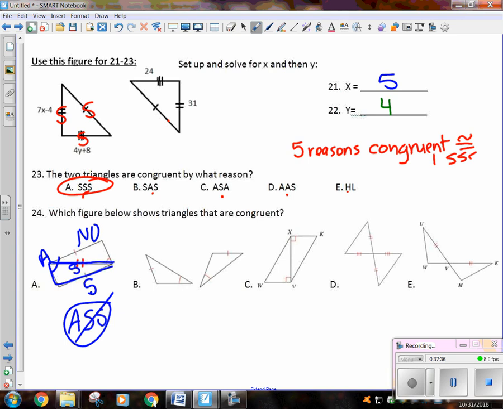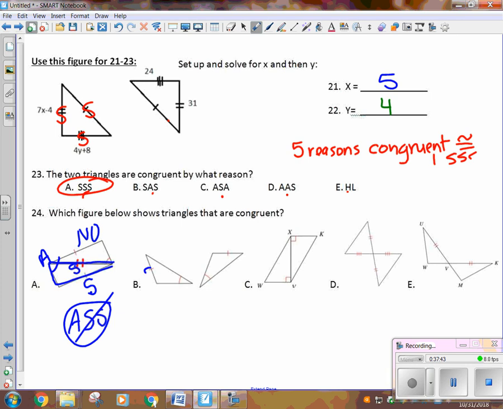I'm looking for which figure below shows triangles that are congruent. I have 5 to look at. Letter B, side and an angle. Not enough. So that one's a no. You have to have 3 parts unless it's HL.